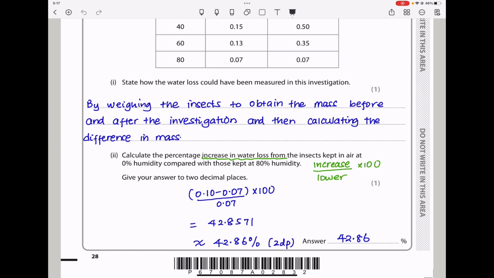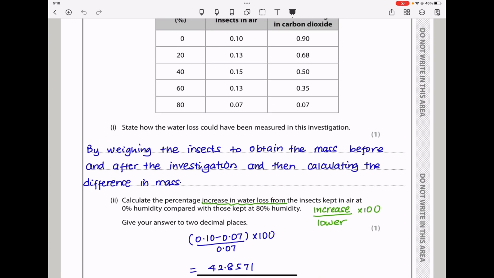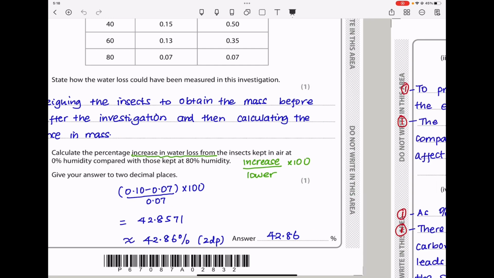In the next part they say, calculate the percentage increase in water loss from the insects kept in air at 0% humidity compared to those kept at 80% humidity and give your answer to 2 decimal places. Those kept in 0% humidity, you can see 0.1, and those kept in 80% humidity is 0.07. So the difference is 0.1 minus 0.07 divided by 0.07 times 100. So I got 42.8571. But they require us to write the answer in 2 decimal places, so it's going to be 42.86%, which is the answer here. Moving on.